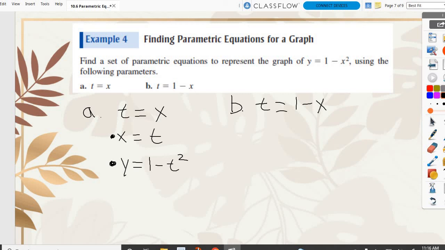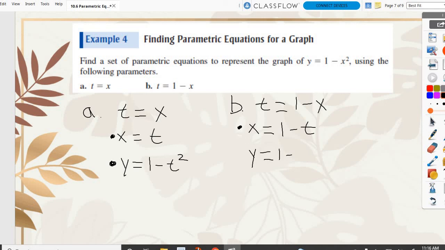So how would I get my x equation here on my second one? I should solve for x. So add x, subtract t. Okay, so that would be my first equation. And then what do we need to find? Plug it in for y.